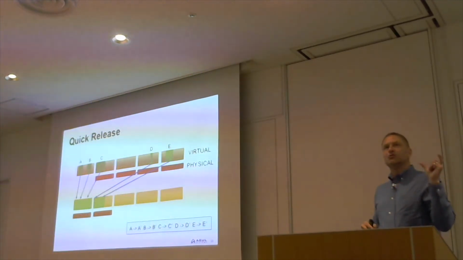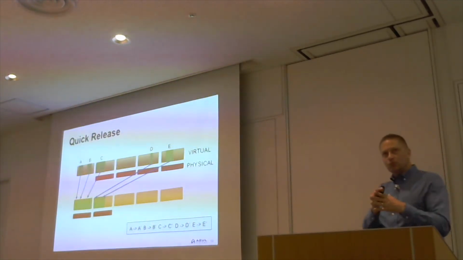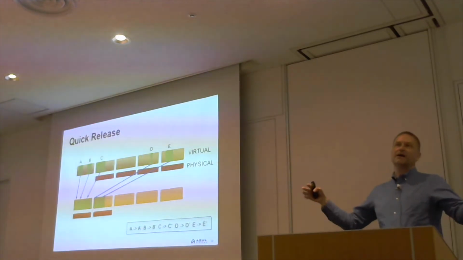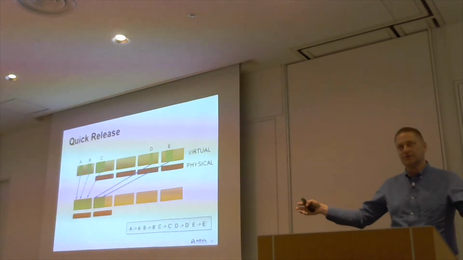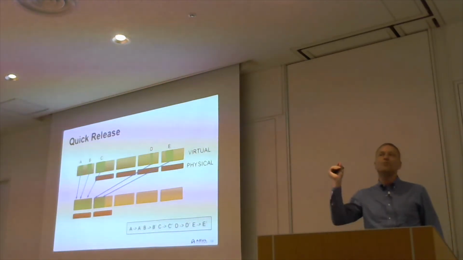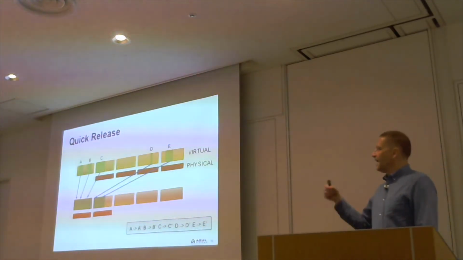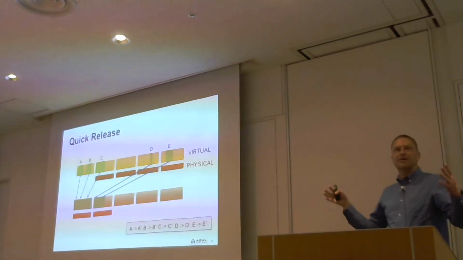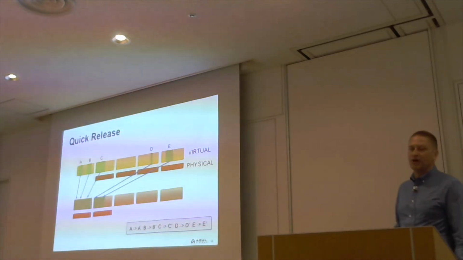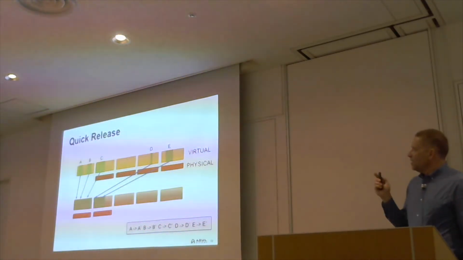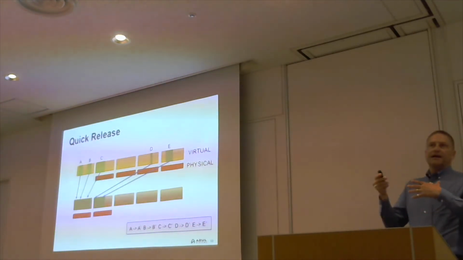So we only need literally one free page of memory to garbage collect the entire heap, and that goes all the way up to 8 terabytes. So you could have an 8 terabyte heap and you only need one free page of memory, well actually one free page per thread, and you could garbage collect the entire 8 terabytes of heap space. So that's the idea of quick release and the remapping.